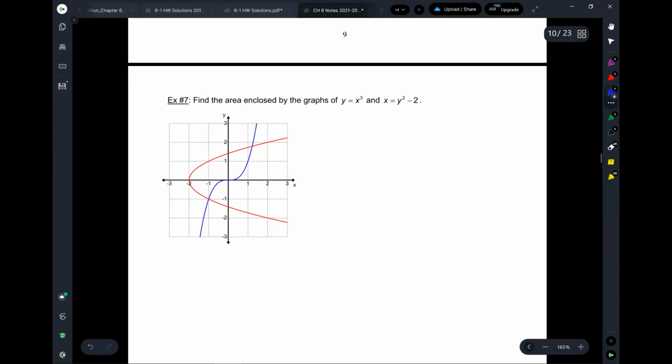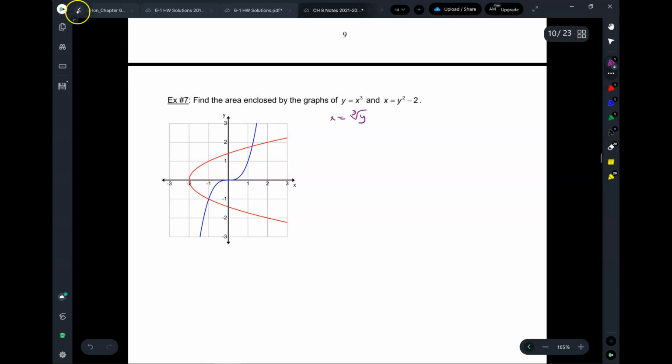Y, right? So remember, if you're doing it with respect to y, the rectangles that you're drawing have to intersect the axis with respect to which you're integrating. That's a mouthful, okay? So we're going to do it with respect to y. So this one, x equals cube root of y. And then here, x equals that.